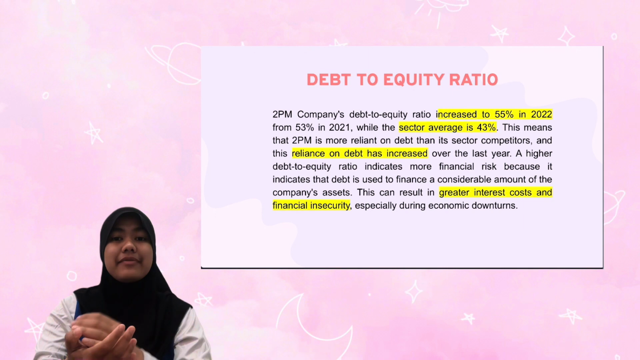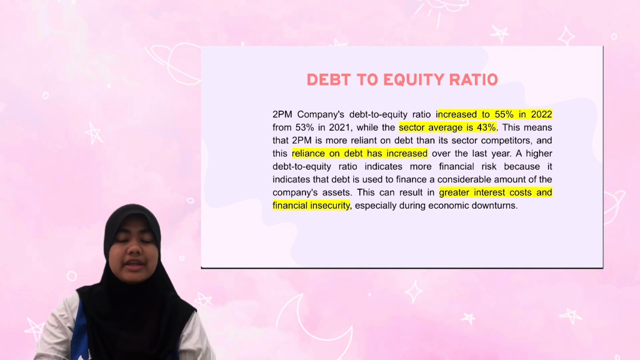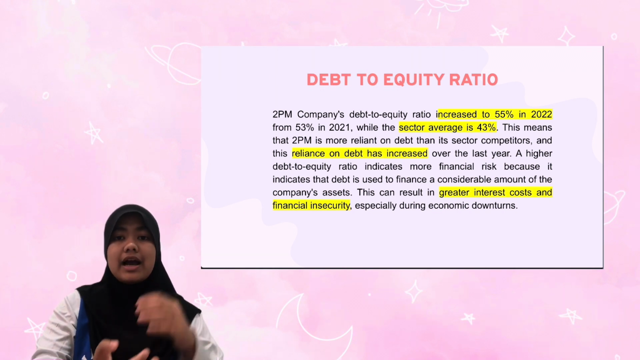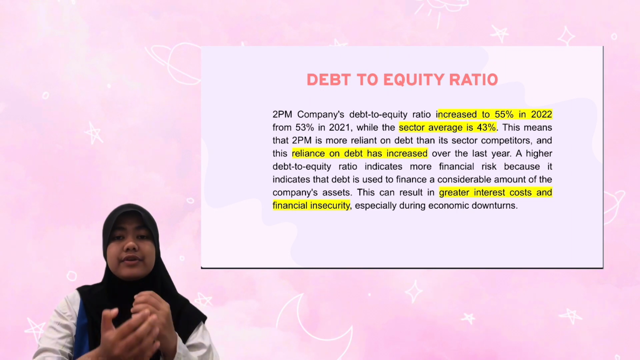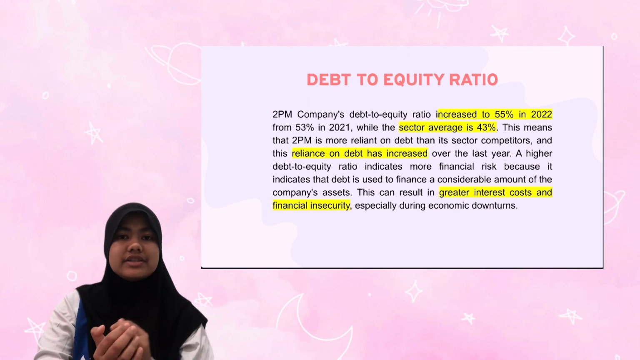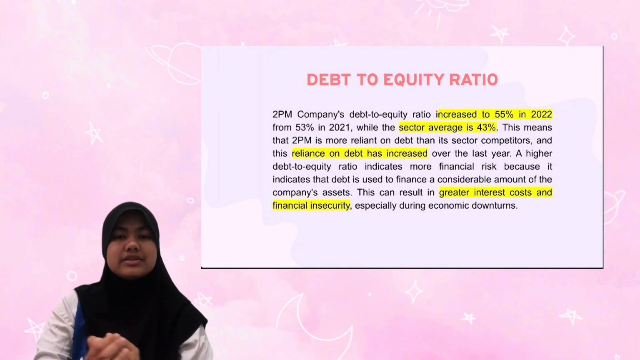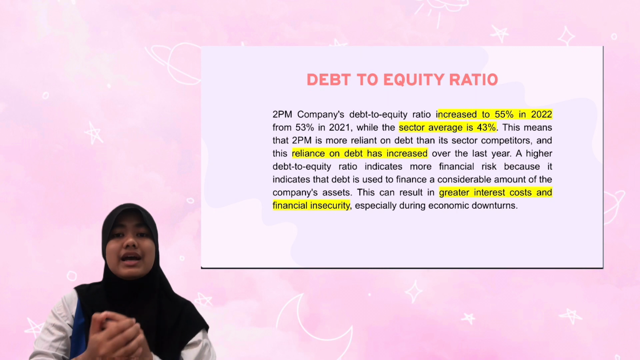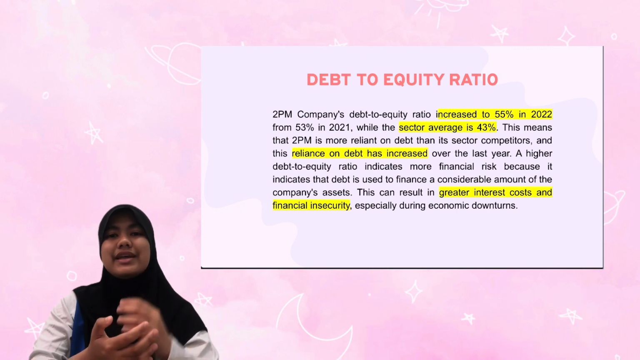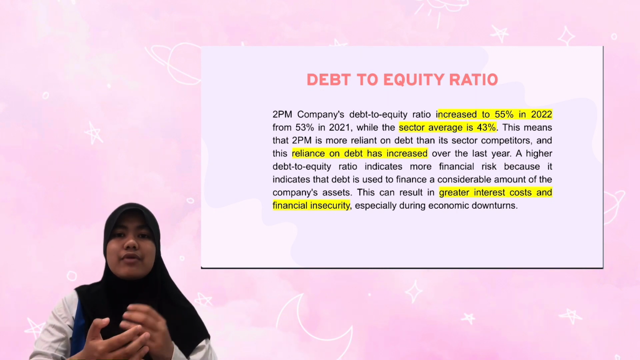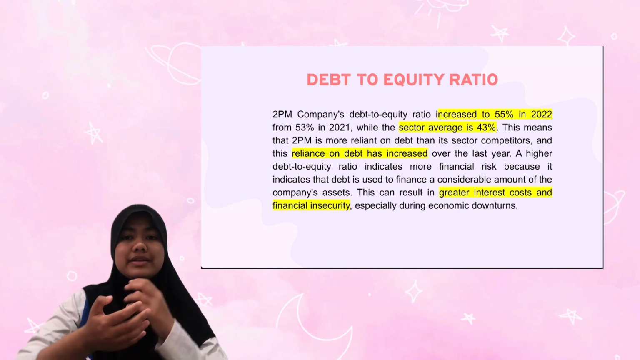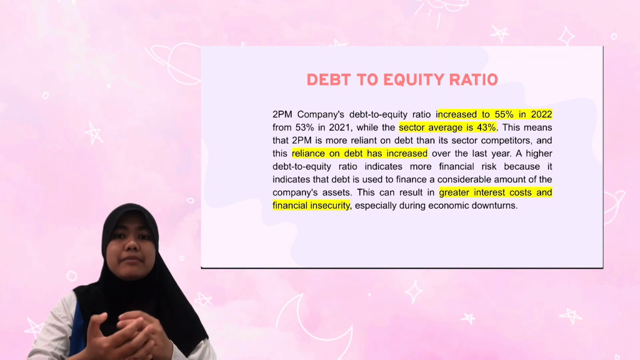When examining the debt and profitability ratio for 2PM company, we find that in 2022, the company's debt to equity ratio is 55%, higher than 2021, which was 53%. While the average debt to equity ratio for the sector is 43%, from the above information, we can see that 2PM company has a debt to equity ratio that is higher than the industry average and has somewhat increased from the prior year.